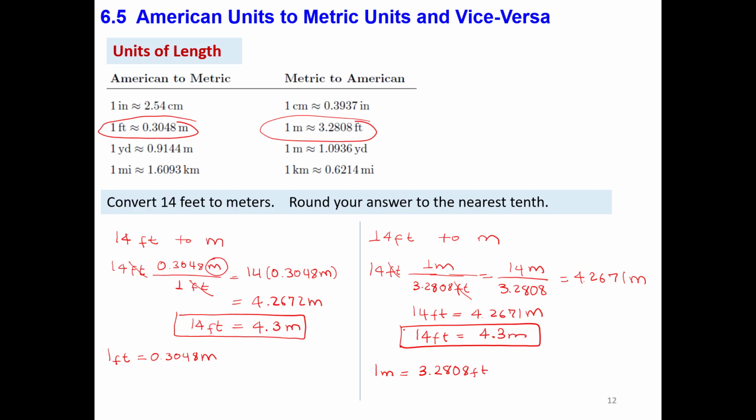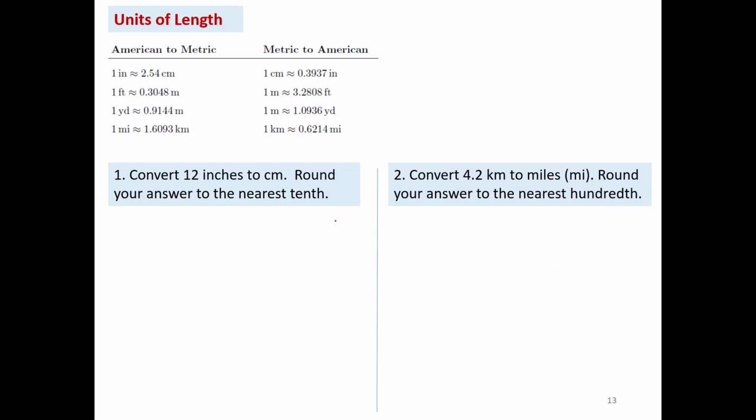And you can see the fourth decimal place, the 10,000th place, is different, because these are approximations, but these numbers are close enough. If we round to the nearest tenth, we get exactly the same answer. So to solve the problem, you can use either this conversion factor or this conversion factor, and you will get the same answer. Let's move to the next.